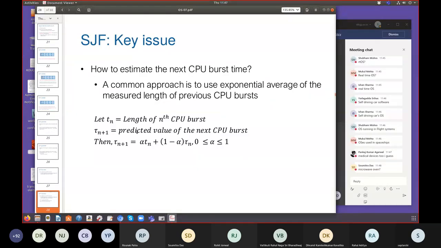Okay. There are two terms. One is this first term, another is the second term. What are the physical significances of these two terms? Note the difference. The first term is Tn, and the second term contains tau n. So what is the physical significance of these two terms?